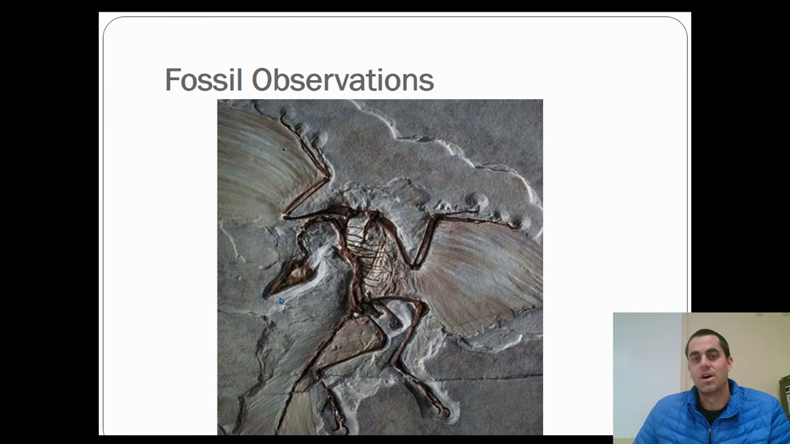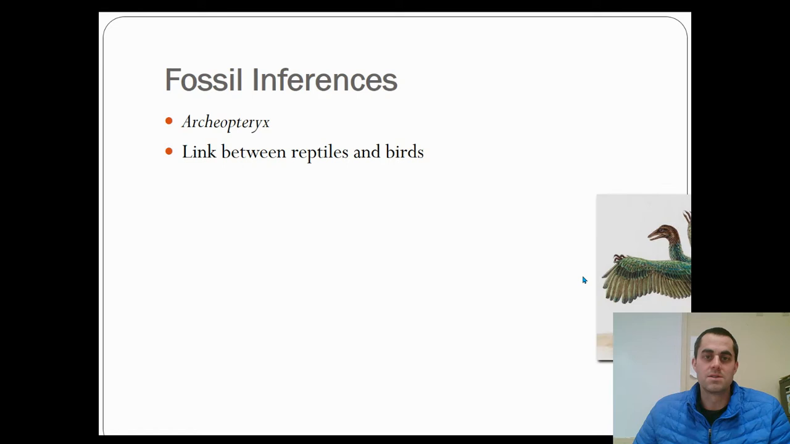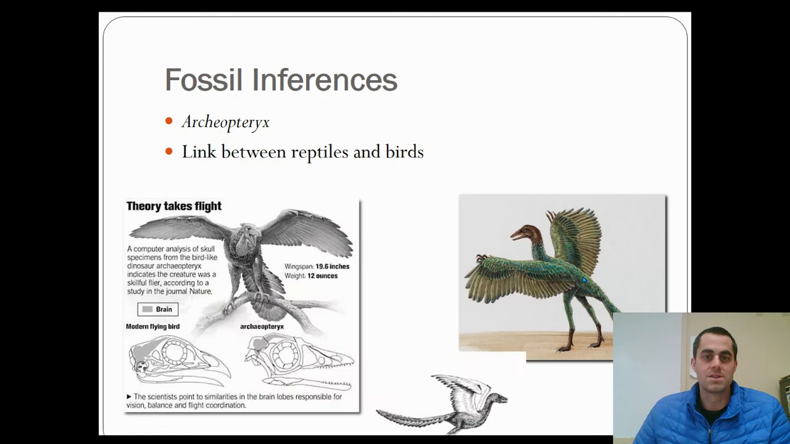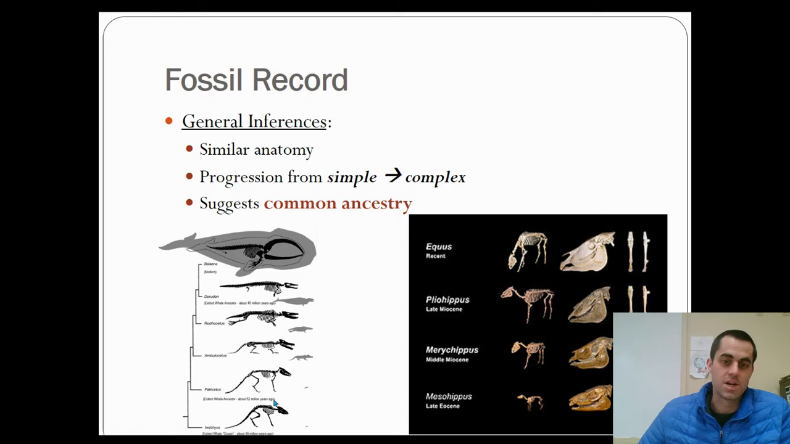All of this amounts to our evidence from the fossil record. What we see is a similar anatomy, but a progression. Like we said for whales, we see the back legs getting smaller and smaller. The head is also changing too. The front legs are changing, but they're related enough to the one before it that it shows that they're closely related, that they have a common ancestor.